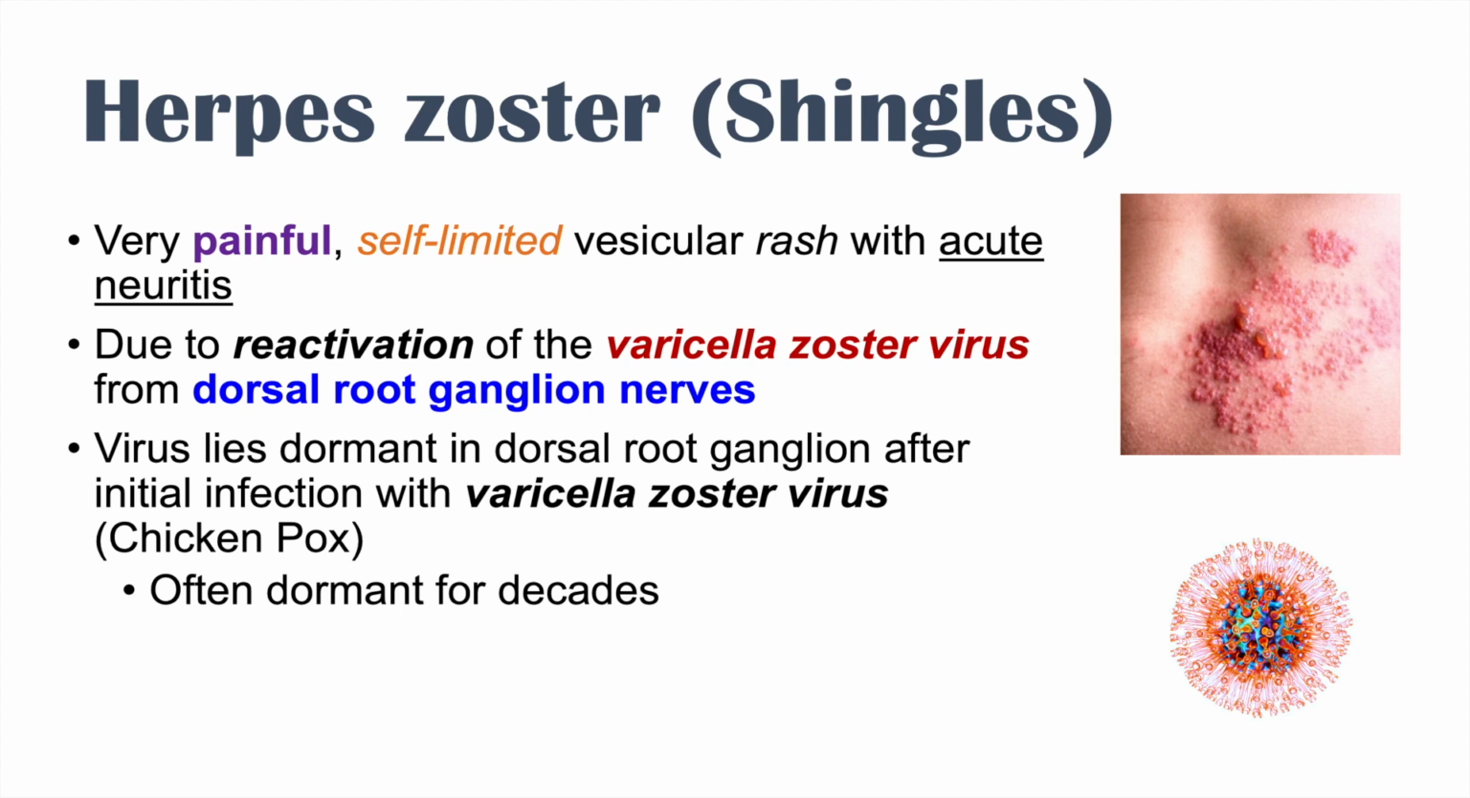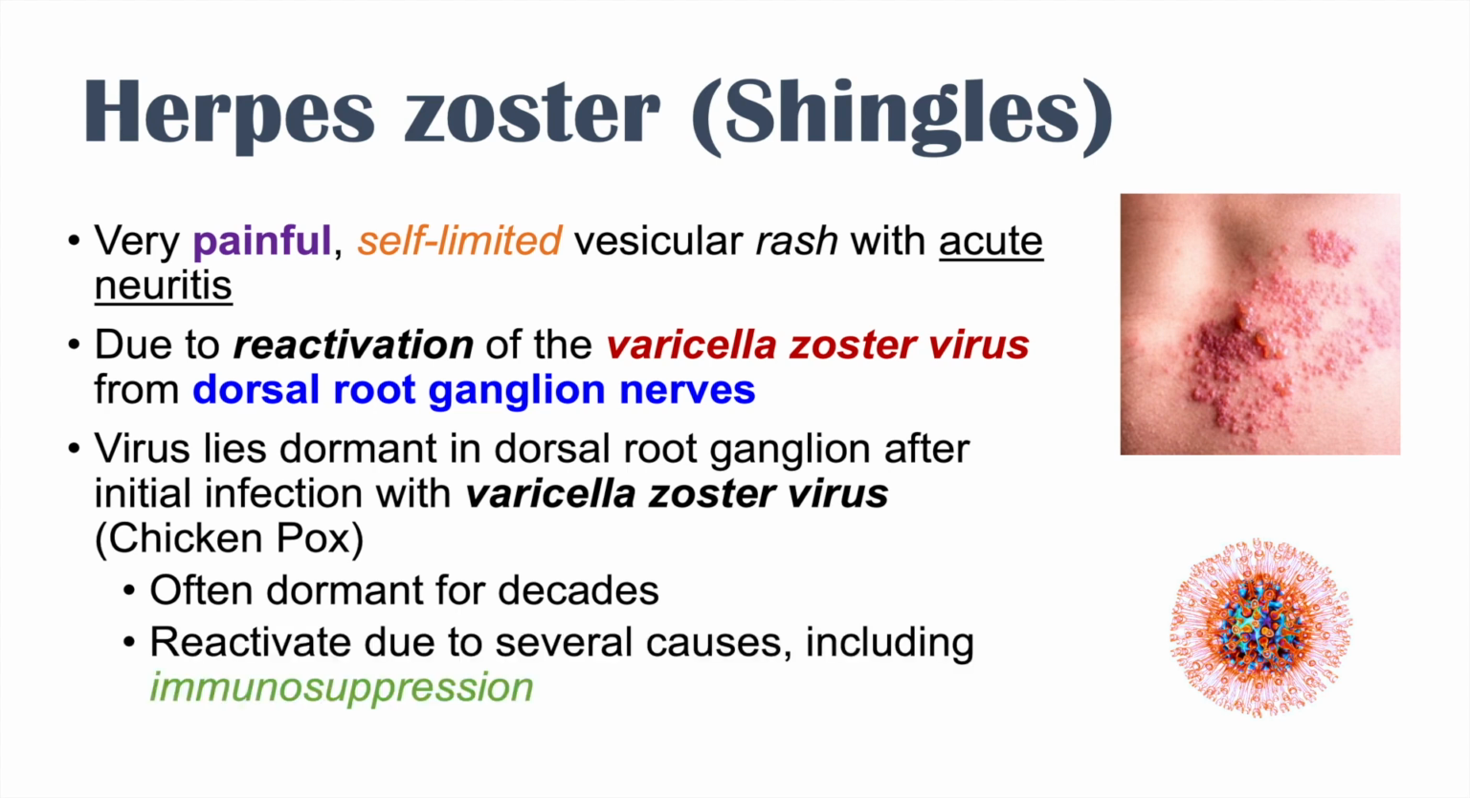The virus will lie dormant in dorsal root ganglion nerve, suppressed by the immune system, for several decades oftentimes, and it will reactivate due to several causes, and one of these is immunosuppression. So as I mentioned before, the immune system suppresses the virus, but in cases of illness or some other cause of immunosuppression, the virus can reactivate within the dorsal root ganglion nerves to cause shingles.